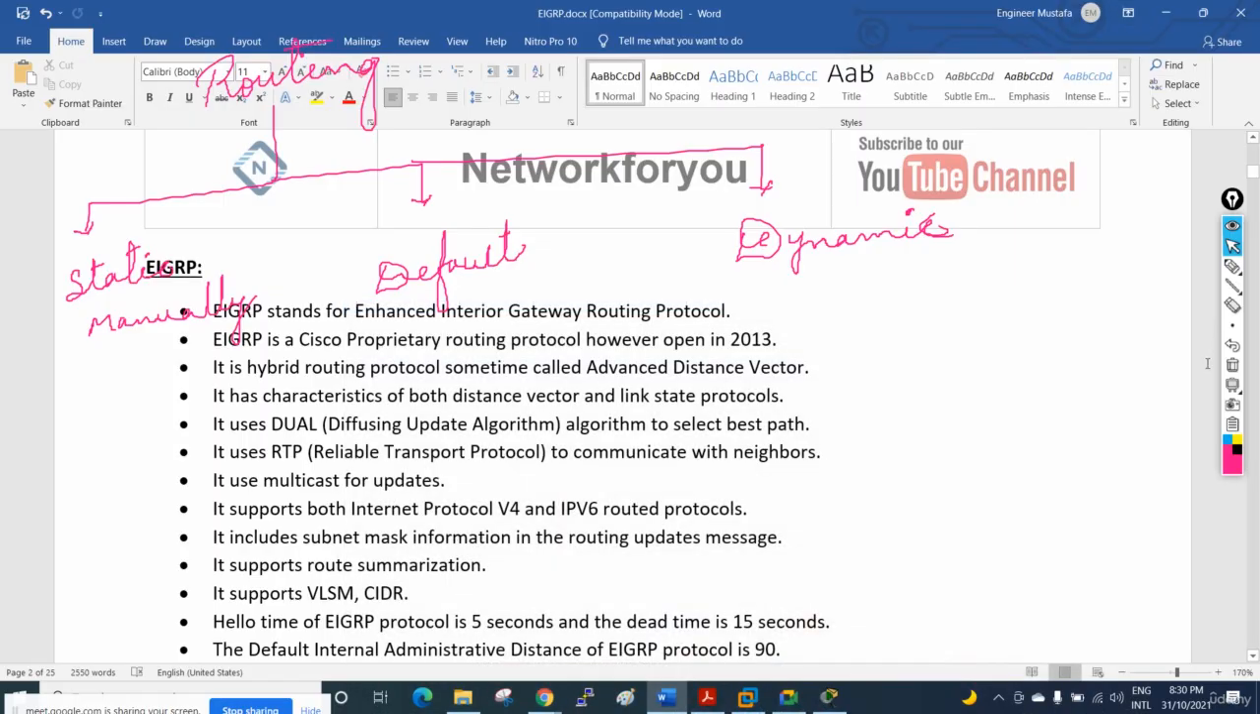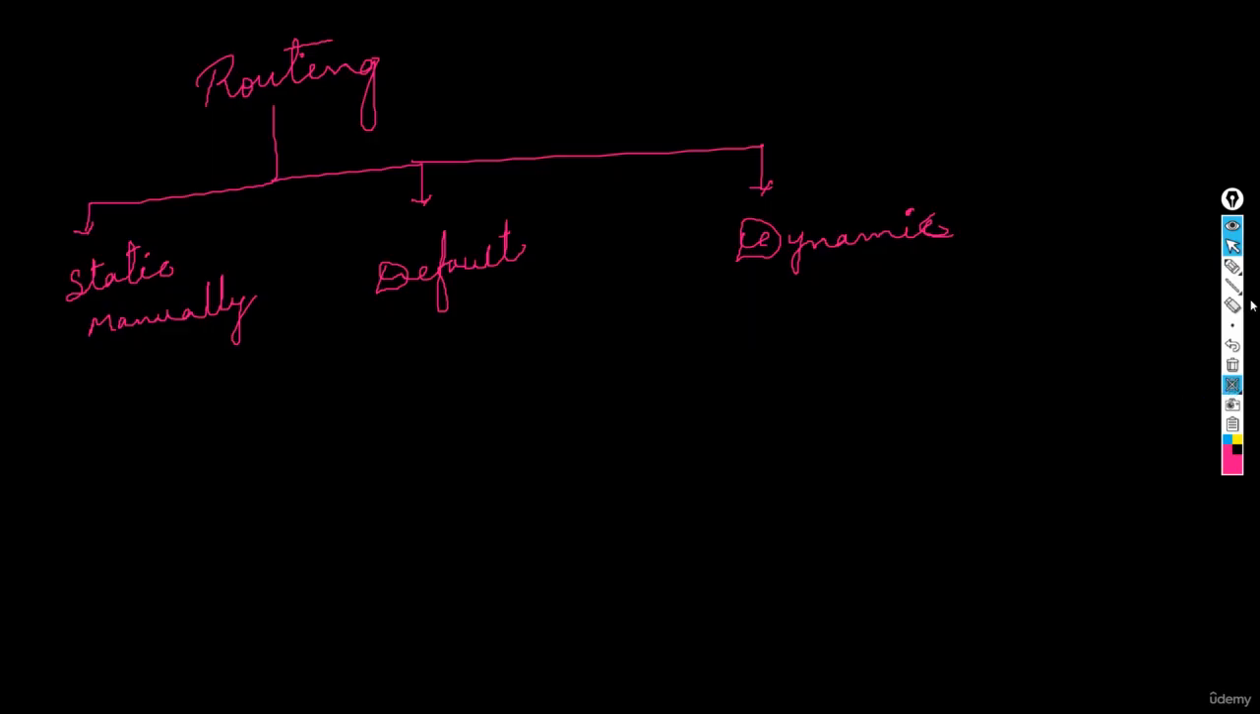Okay, so what I am saying here, routing we already discussed. We have static routing, default routing, and dynamic routing. Manually we are configuring in the static routing, as well as default also we are doing manual configuration. Why are we using default? If we don't know the destination, we will configure the default route and we will forward the traffic towards the ISP, as we discussed before.